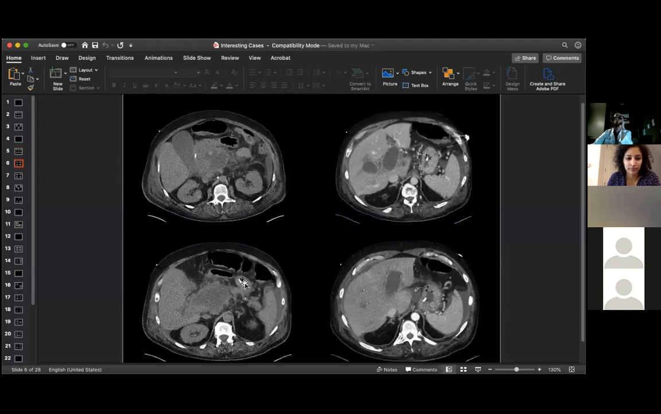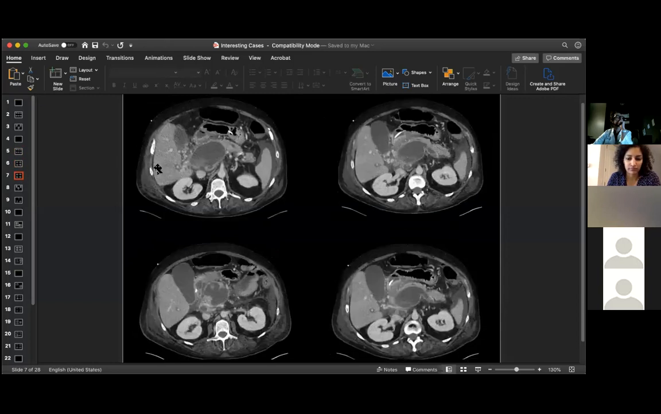This is the non-con images. Okay, and this is the portal venous phase. I'm going to show you a couple more things here. Again, we see cavernous transformation. We see this high density material. This is sort of in the vicinity of the GDA. And you can see that there's multiple structures like this. So this is in the head of the pancreas.